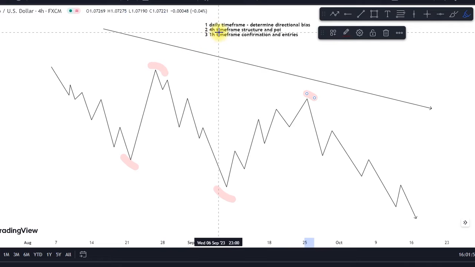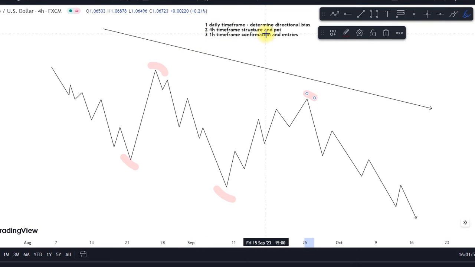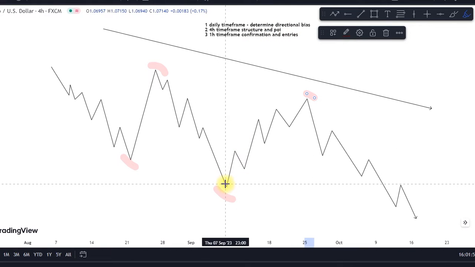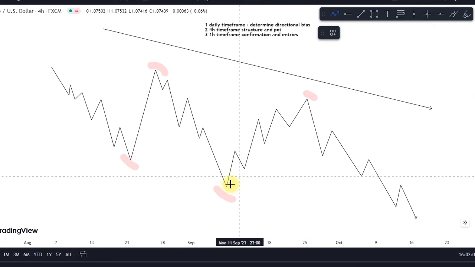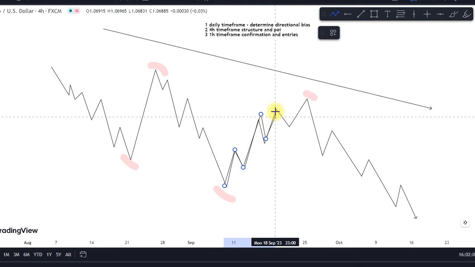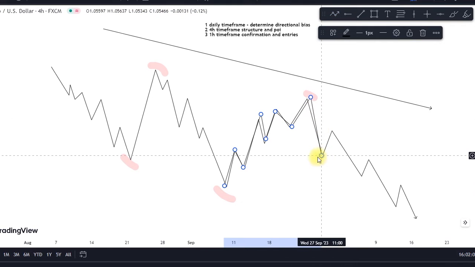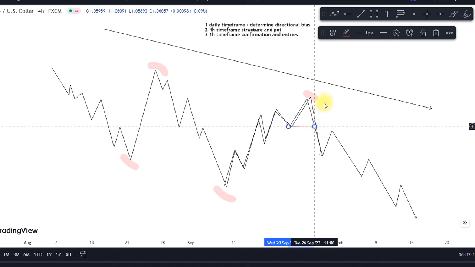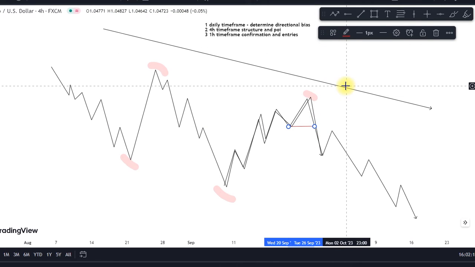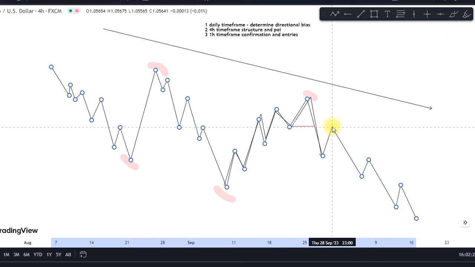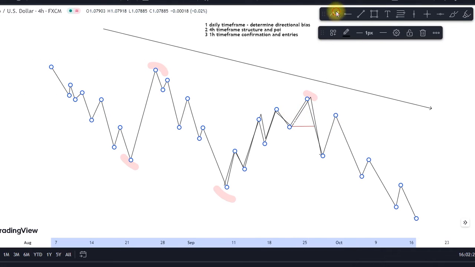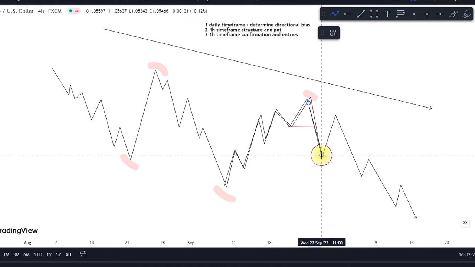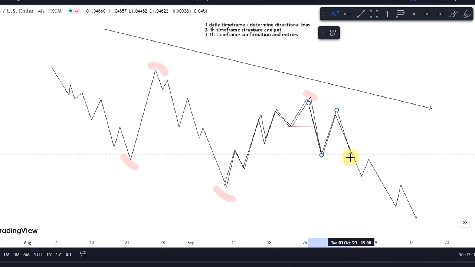So the second step is to dive into the 4-hour time frame, find the structure and also find points of interest. When we dive into the 4-hour time frame, this is where we get to see these small structures that I've mapped inside here. These are the small structures we're going to see in the 4-hour time frame, and as you can see, we had a bit of a change of character here. So we can go ahead and label that as our change of character. And then after the change of character, the market pushed to the downside and pushed back to the upside and then continued going back.